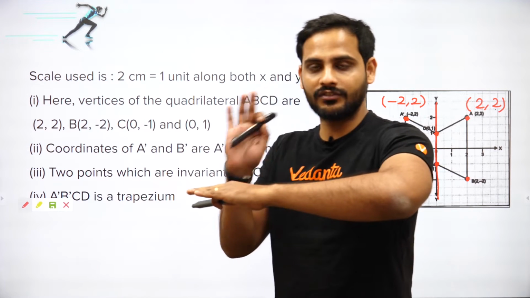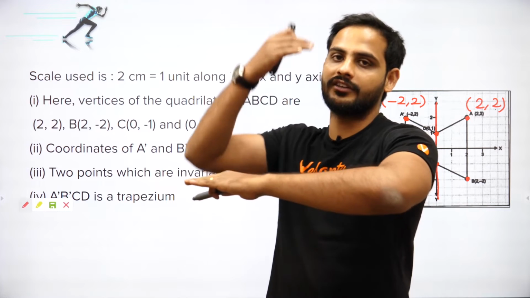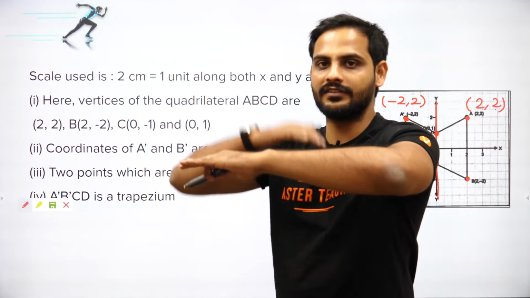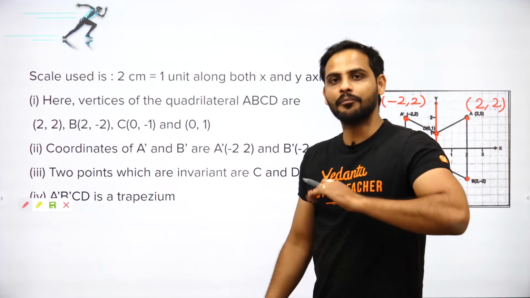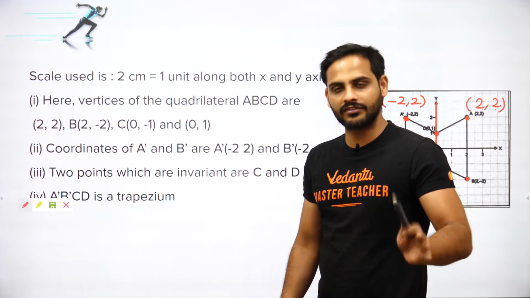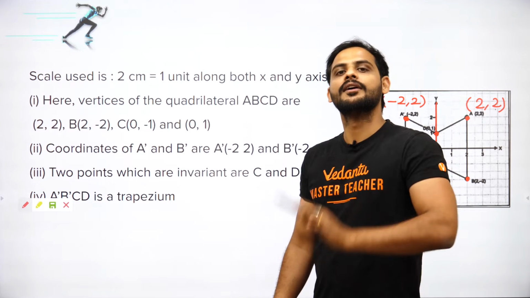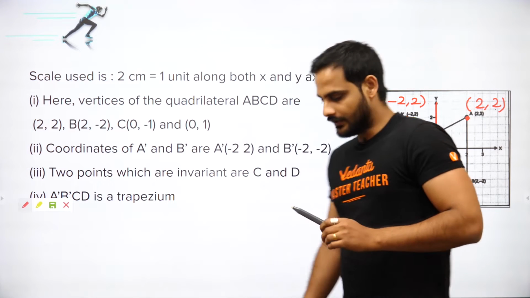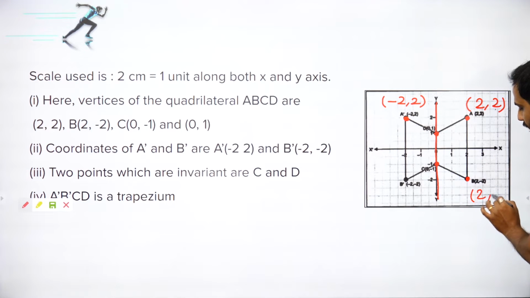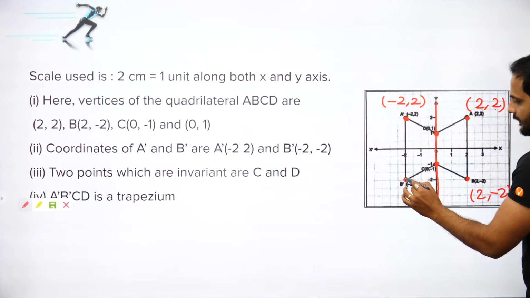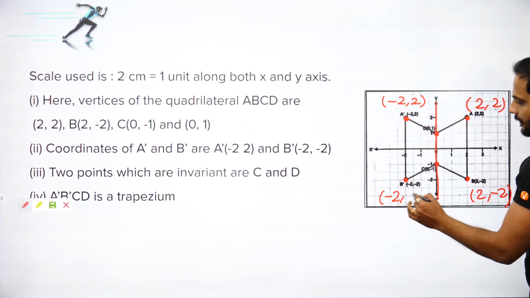That means the x coordinate will remain the same. Y coordinate, if it is positive, will become negative. If it is negative, will become positive. And in case of reflection through origin, both the coordinates will change the sign. X coordinate also will change its sign. Y coordinate also will change its sign. So now understand, this became A dash, which is 2, minus 2. It became B dash, which is minus 2, minus 2.